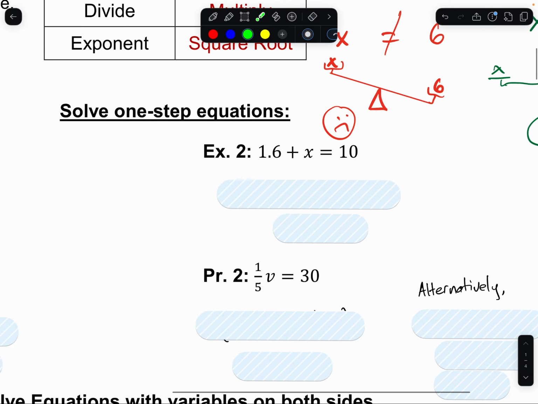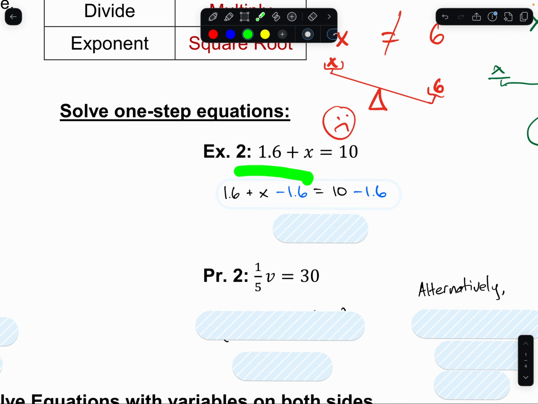All right. Example number 2. What's happening to our variable x? I see some addition. So we are adding 1.6 to the variable. The opposite of, or the inverse of addition is subtraction. Now, if you look at the expression on the left side of the equal sign, in our last lesson, we combined like terms. So we're going to do the same thing here.